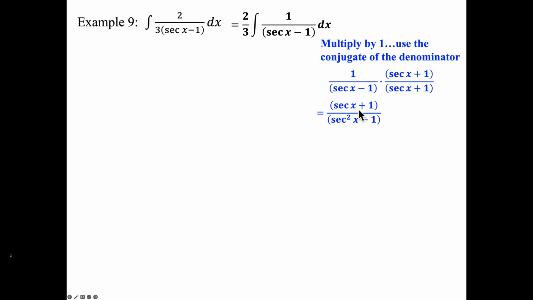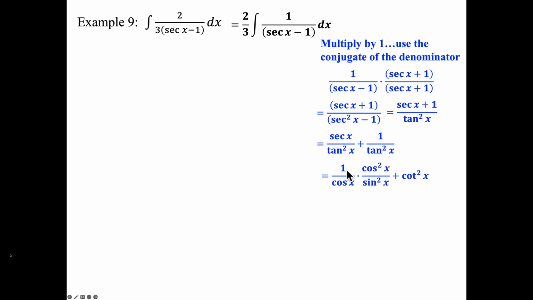So here I'll have secant of x plus 1 on the top, secant squared x minus 1 on the bottom, and that's the Pythagorean identity, which is secant squared x minus 1 is equal to tangent squared x. So I subbed it out. Again, like we saw with the other trig fraction, we'll write this as two fractions, secant of x over tangent squared x plus 1 over tangent squared x. So again, some simplifying here. I'm going to break this apart.